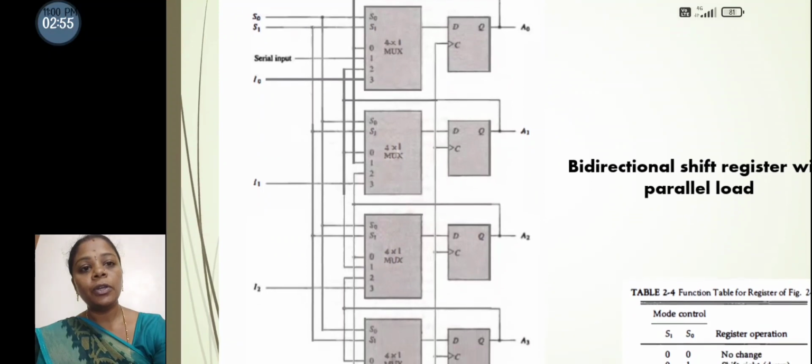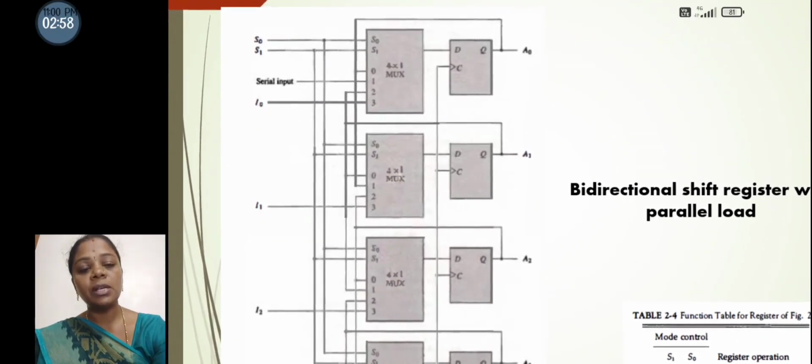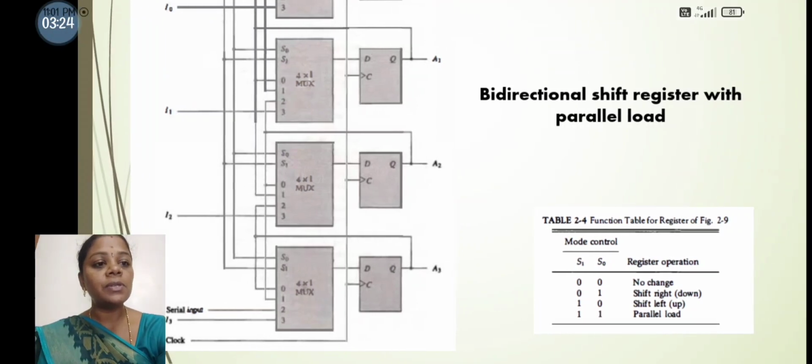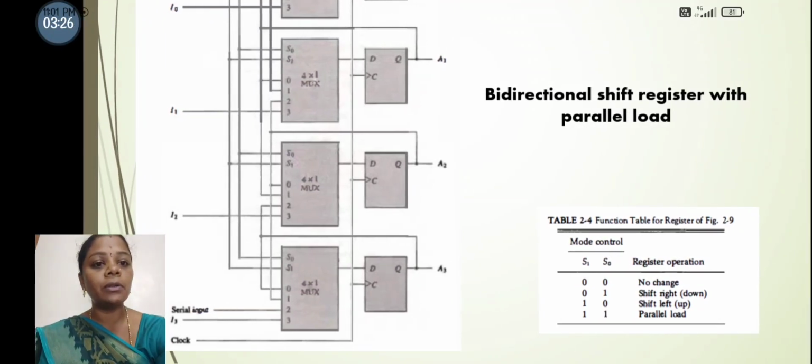And then input line 1 is the serial input for the first one. For the second one, input line 1 is the feedback from the previous D flip-flop, that is shifting downwards, that is shift right. Here is the function table for the given bidirectional shift register.